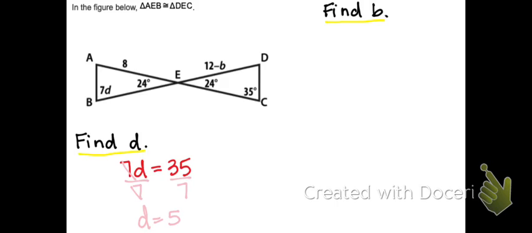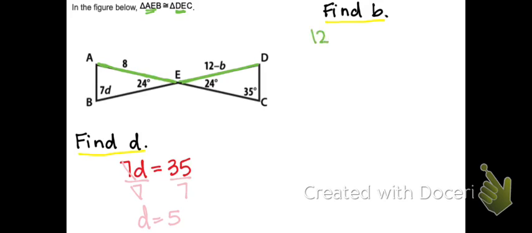Next, we're going to find what B equals, and notice that the length of ED is 12 minus B. So we want to think what side in the triangle on the left is corresponding to ED. So ED is the first two letters of our second triangle. So the first two letters of our first triangle in our congruence statement is AE. So DE and AE correspond to one another, so they are equal.